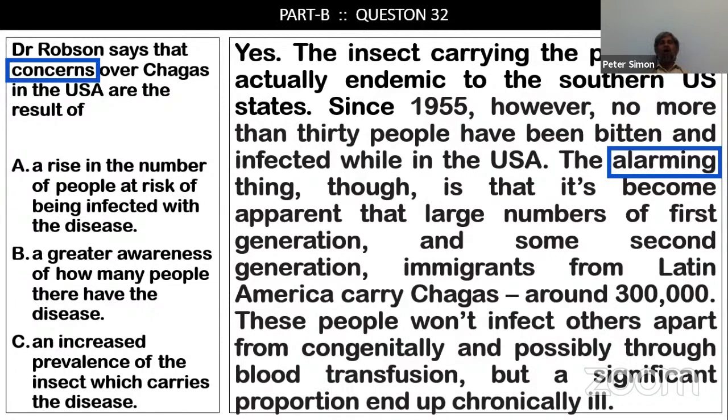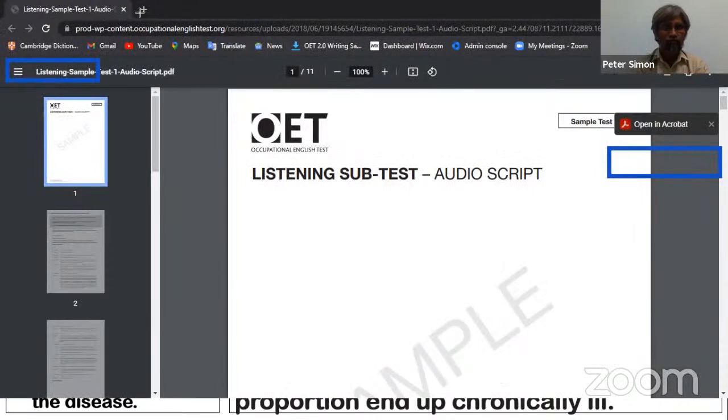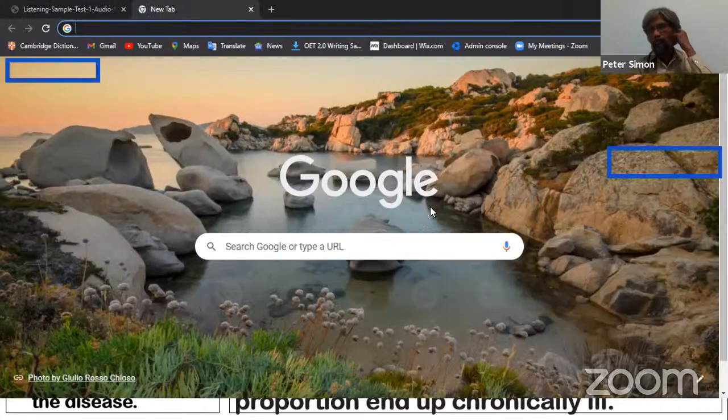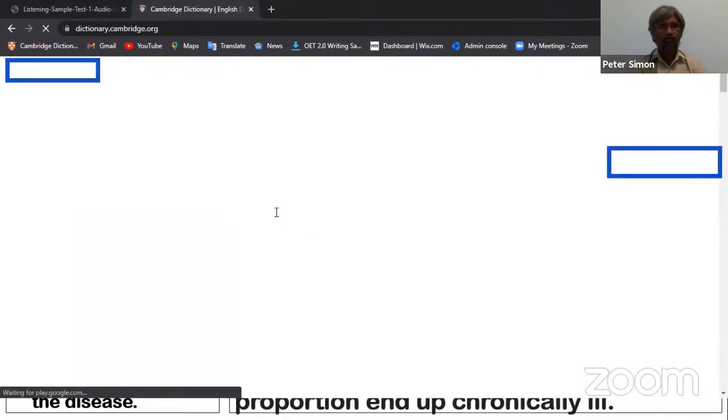Next one. The alarming, shocking, worrying thing though is that it's become apparent. It means it has become apparent. Now do you know the meaning of the word apparent? I'll give you. Let's go to Cambridge Dictionary. Cambridge Dictionary is the boss. OET is the big boss. Okay, go there only. Don't go to Simon, don't go to anybody else. Go to Cambridge Dictionary. It is with you.